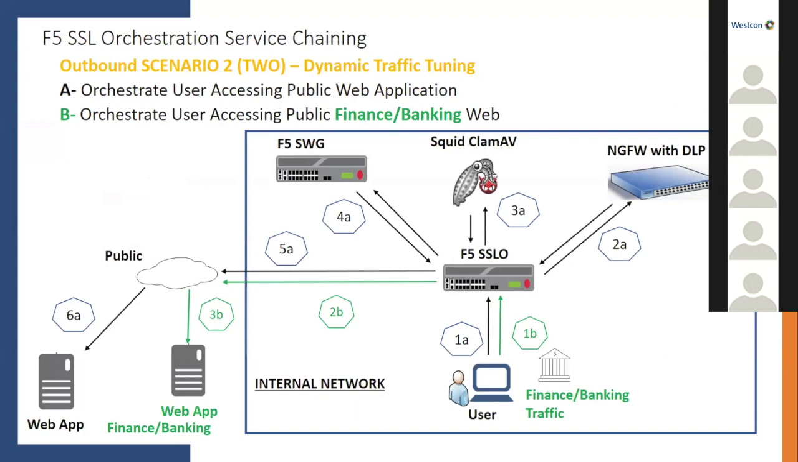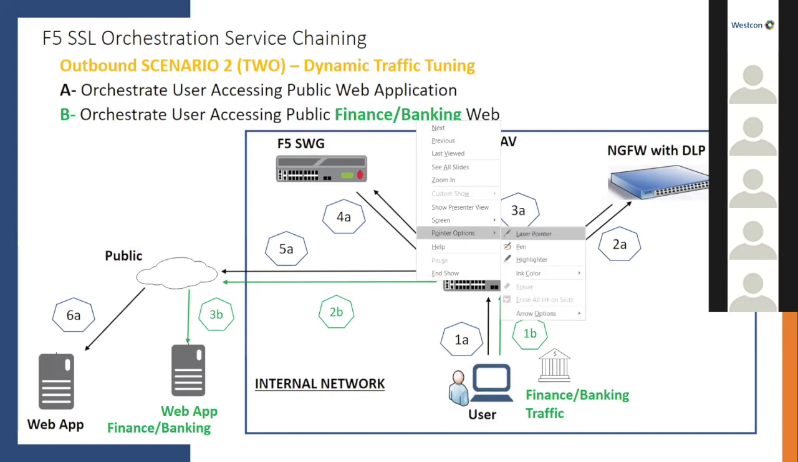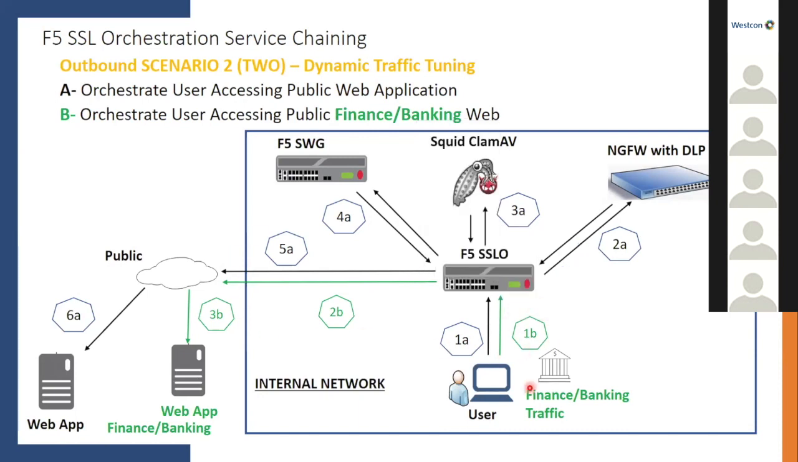What this means is that, due to sensitive data, for example finance or banking web, look at the green portion: finance or banking traffic. We want this sensitive application traffic to skip inspection. We don't want to inspect the traffic. We want it to just bypass the SSL and then go back to your public web application out there.